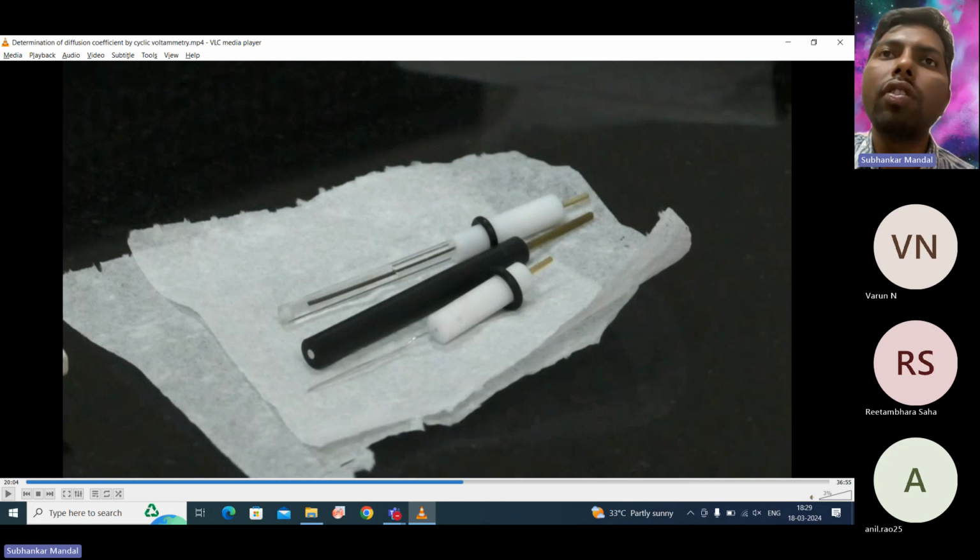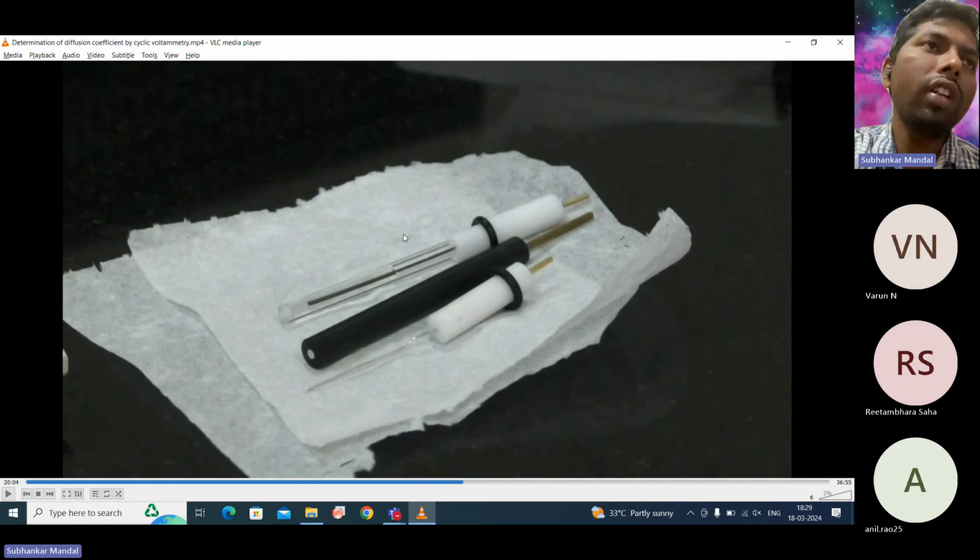Suppose the iron redox couple gives the potential at 0.7 volt, but your reference electrode potential is not the exact reference potential. In the case of the Ag/AgCl reference electrode it is 0.197, but somehow suppose your potential changes from 0.197 volt to 0.3 volt. Then that potential difference of 0.1 volt will also show in your redox couple potential position.